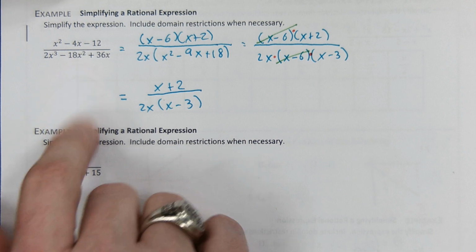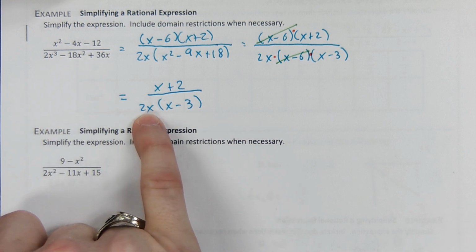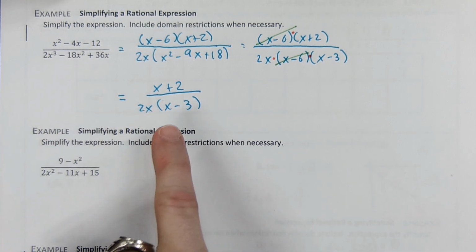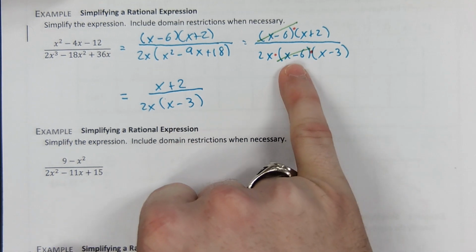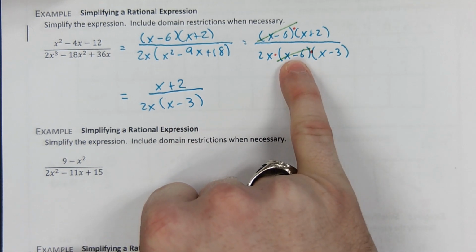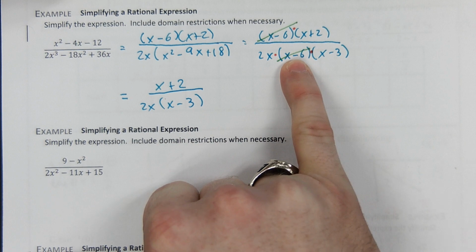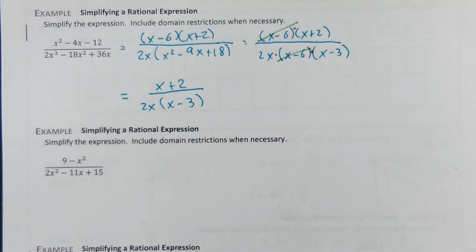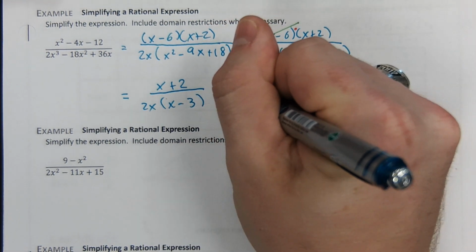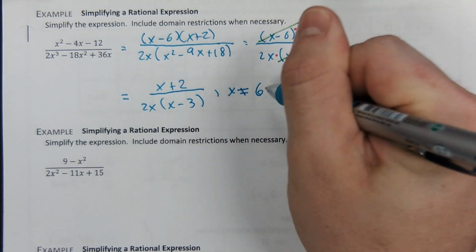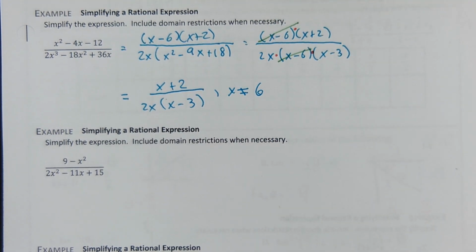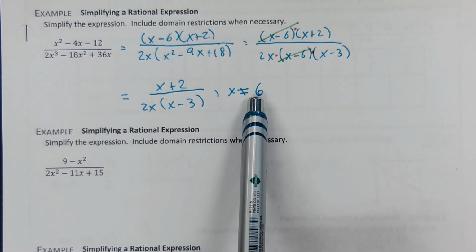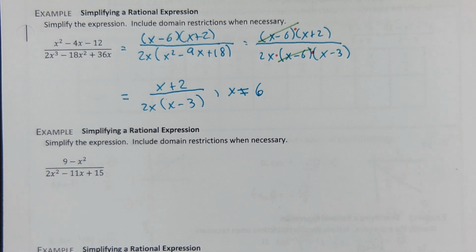X can't be 0, my final answer represents that. X can't be 3, my final answer represents that. X can't be 6. And since my final answer doesn't show me that x can't be 6, I have to say that. Now they're 100% identical. Because I have just said they're the same as long as you don't let x equal 6.